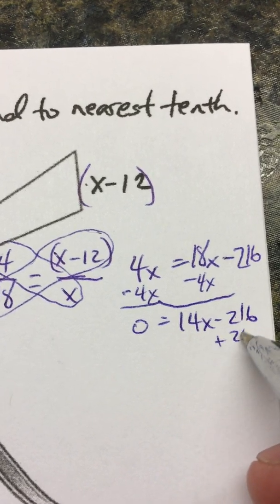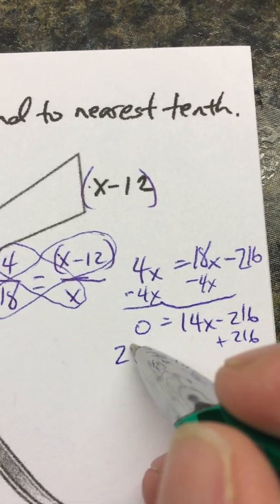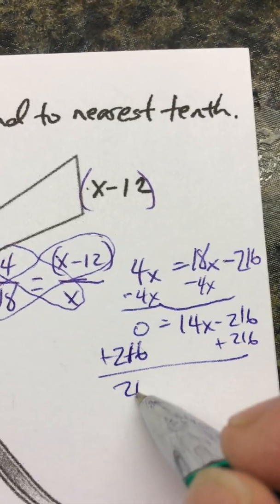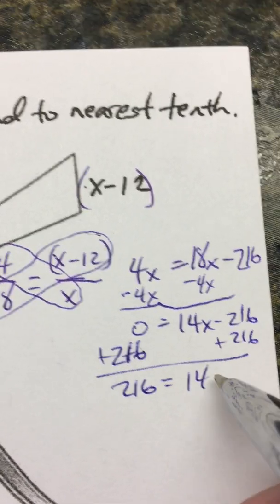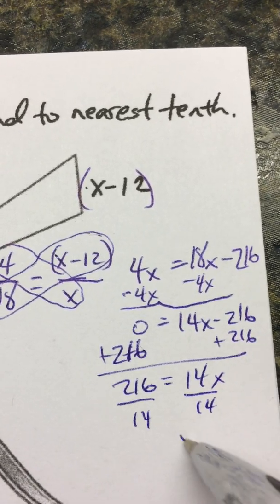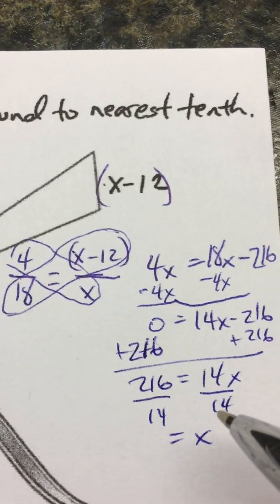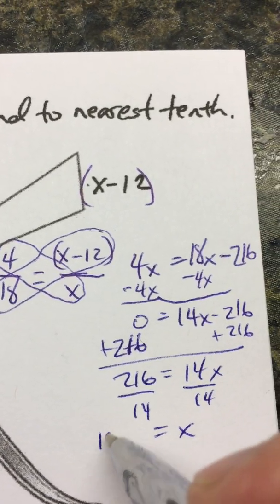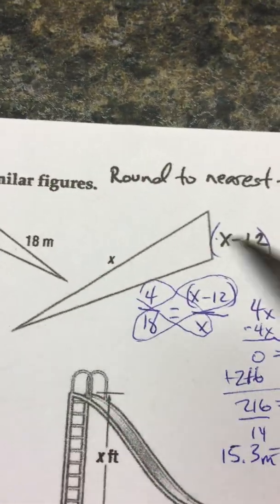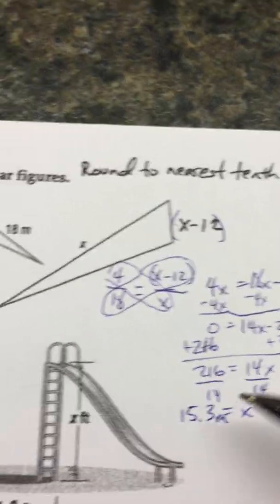And then, of course, add 216 to both sides to get the 216 to the other side. So this is 216 is equal to 14x. And then to get x by itself, you divide by 14, divide by 14, and x winds up being equal to 15.3. And this was meters. Okay, so that's what my missing side was, 15.3 meters.